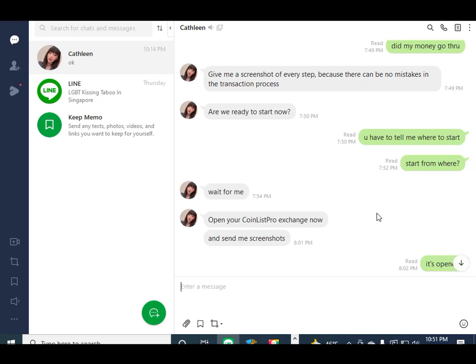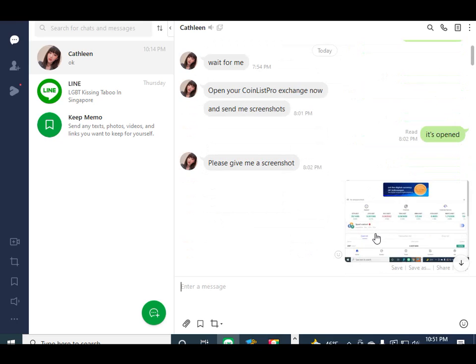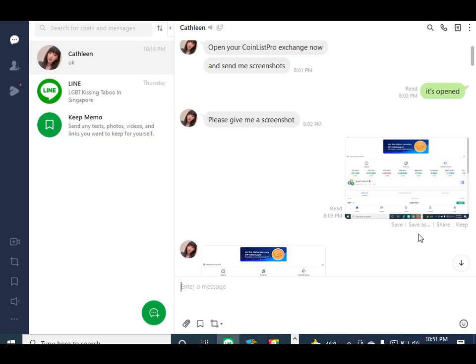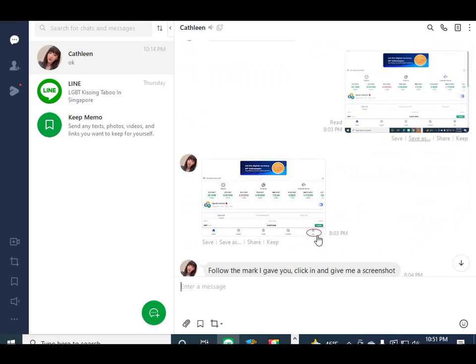The one I used was Ethereum. That's the one, and that was waiting for me. I had like $471 in there. So she said, send me screenshots. So I open it up, right? And she puts the mark right there. You go down here. Follow the mark I gave you. Click in and send. And give me a screenshot.